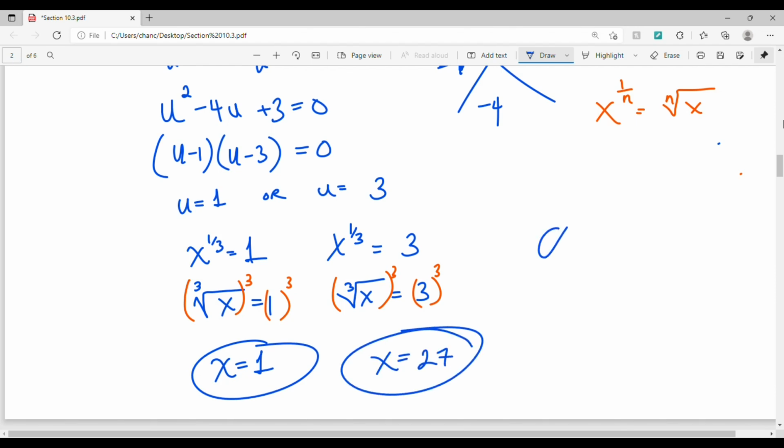Now, do I have to check my work? Well, we raise both sides to an odd power, so you don't have to check your work. But you could, just to make sure that these are two good solutions. But in this case, there's no issues. We won't have any extraneous solutions.